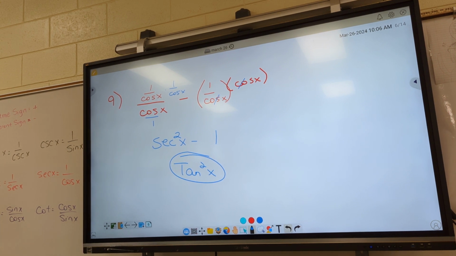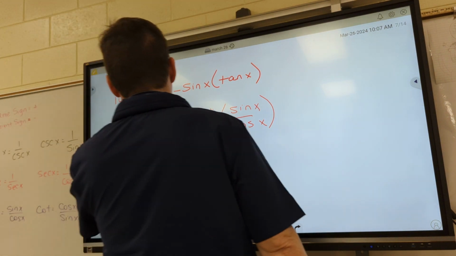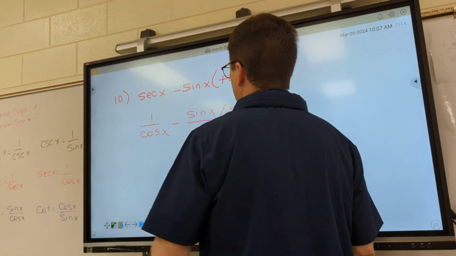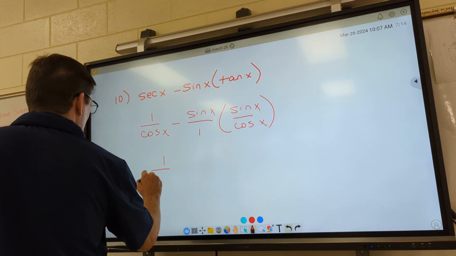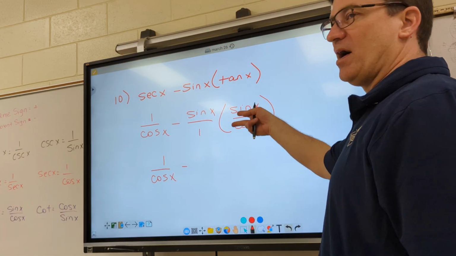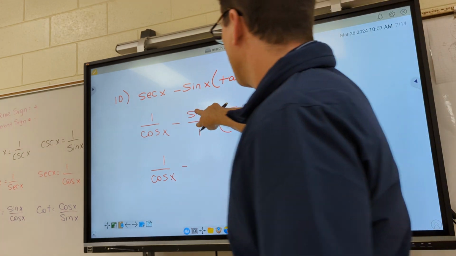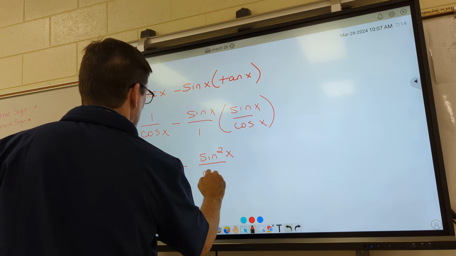All right, you guys should be able to do number 10. Try it. All right, let's see if we can do anything on this one. Well, I know I got to times these two first before I subtract. So, will anything cancel? No. So, I bring down my 1 over cosine x. I bring down my minus sign. And we got to multiply these two. And since we couldn't cancel anything, we multiply straight across. So, I got sine squared on top, cosine x on the bottom.